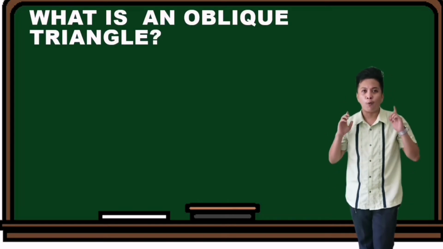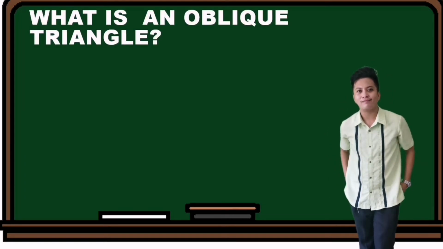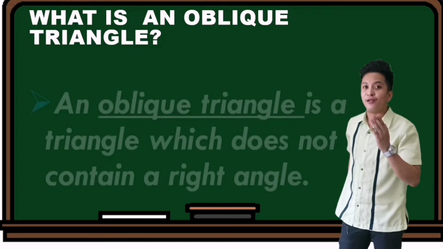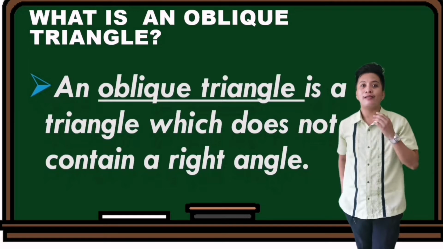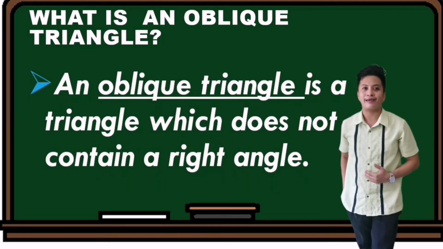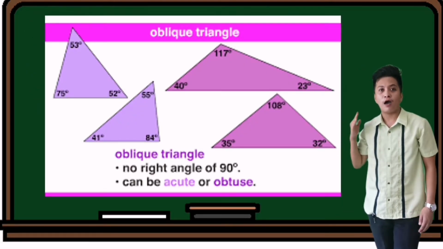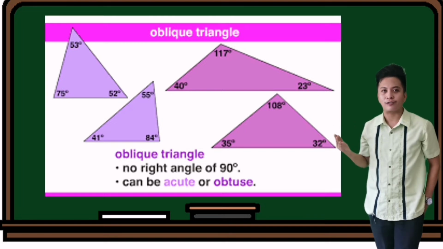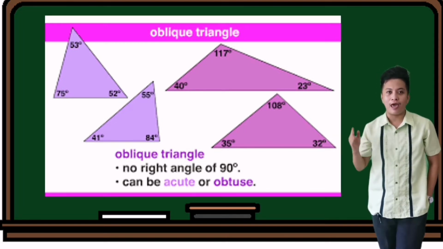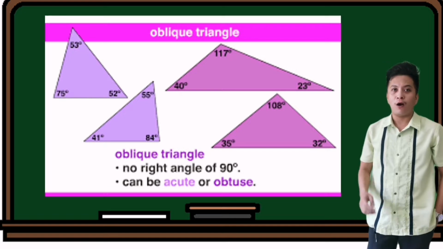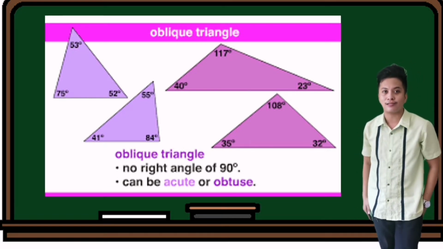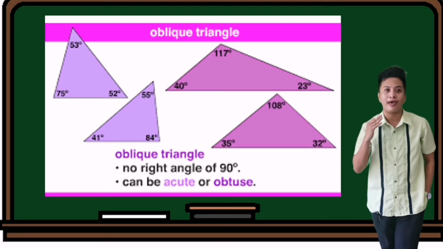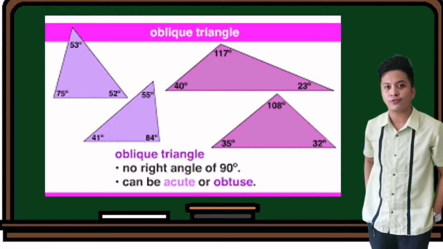First, what is an oblique triangle? An oblique triangle is a triangle that does not contain 90 degrees or a right angle. This is how an oblique triangle looks like. An oblique triangle has no right angle or an angle that measures 90 degrees. It can either be acute or obtuse.